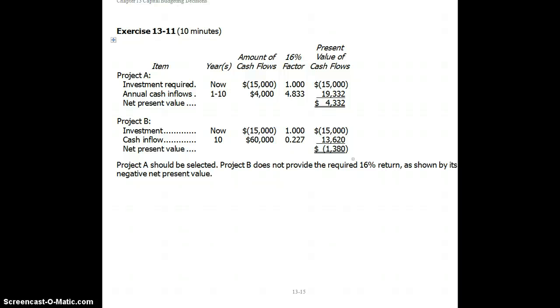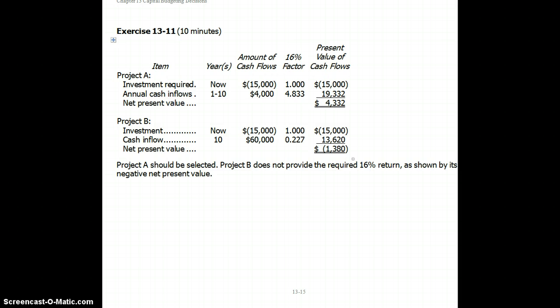Okay, now we'll discuss the solution to exercise 13-11 on page 610. This problem has us compare two projects using the net present value method. The way the problem starts is that Sharp Company has $15,000 to invest, and the company is trying to decide between two alternative uses of the funds.